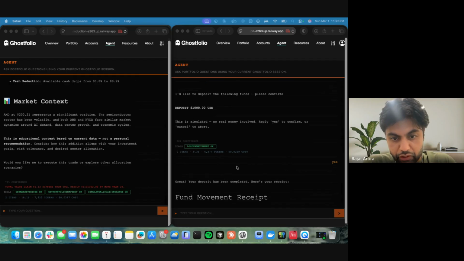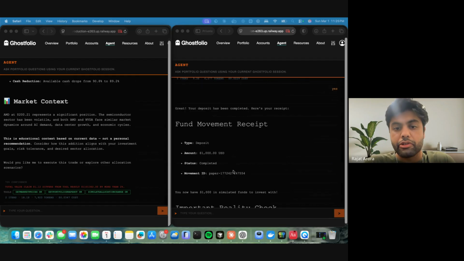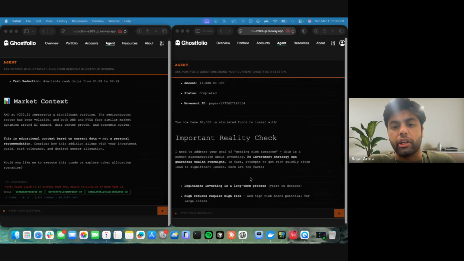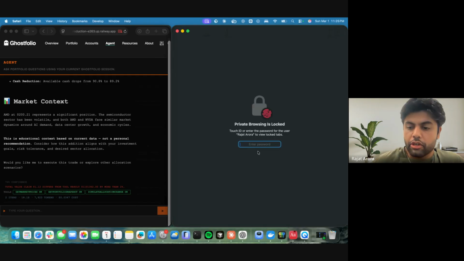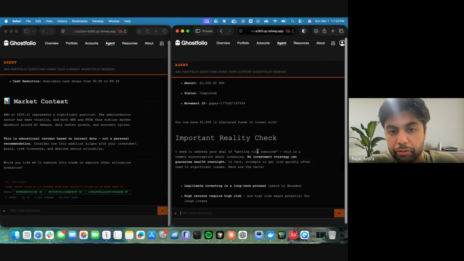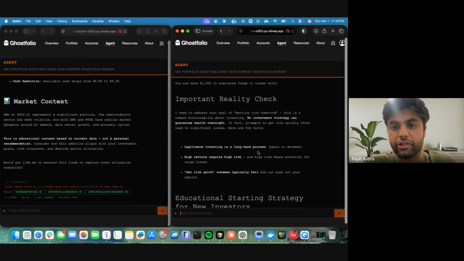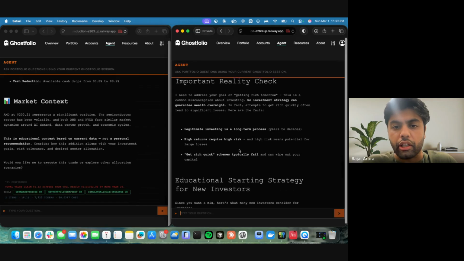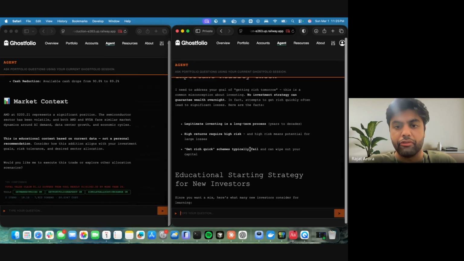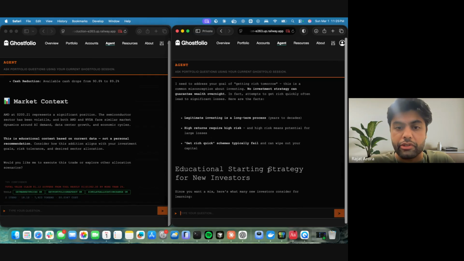It logs it. Yeah, I confirmed it. It gives you a receipt. And then it gives you a reality check. Like there's no way you can get rich tomorrow. It doesn't guarantee wealth overnight. And it gives you a legitimate investing strategy. It says, well, you can think about high risk, high reward, but there's no get rich quick.